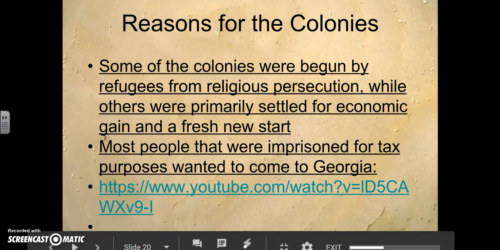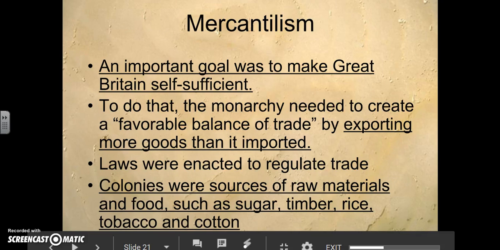Some of the colonies were begun by refugees from religious persecution, while others were primarily settled for economic gain and a fresh start. Most people that were in prison for tax purposes wanted to come to Georgia, and we'll get to that in the next unit.